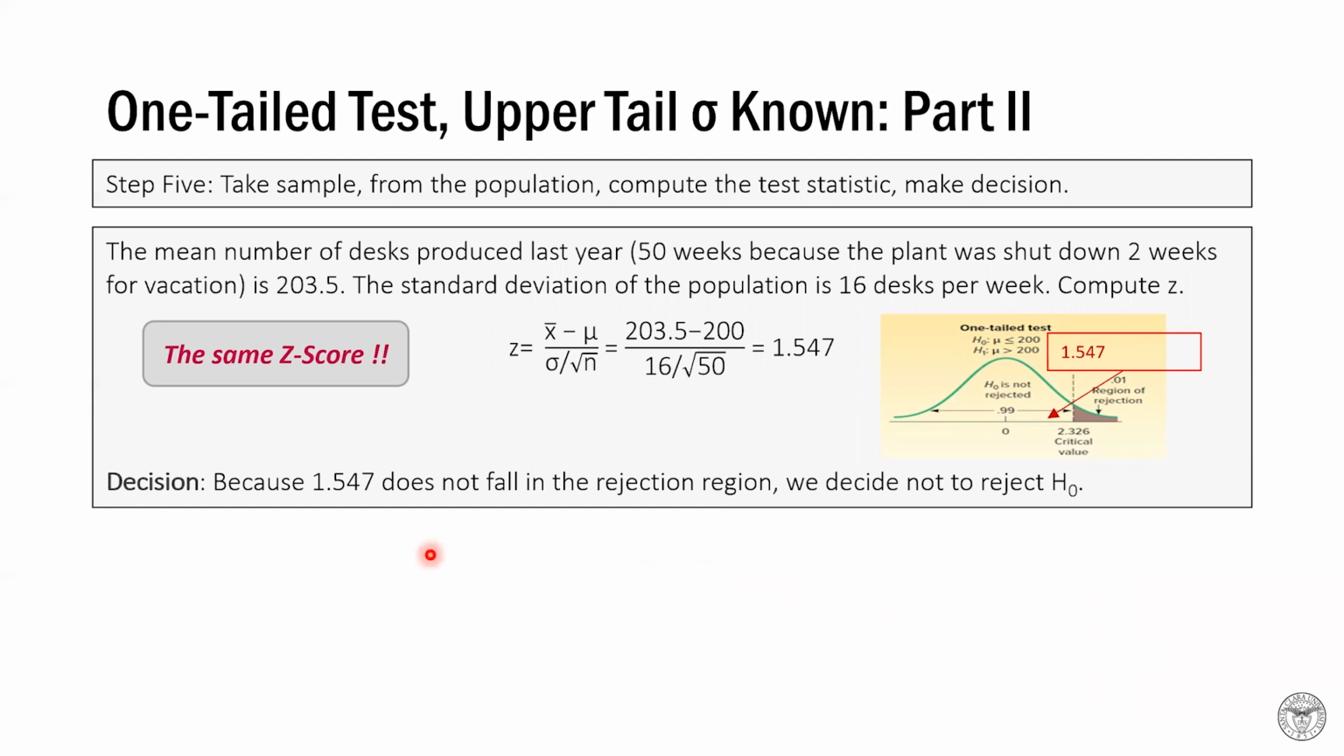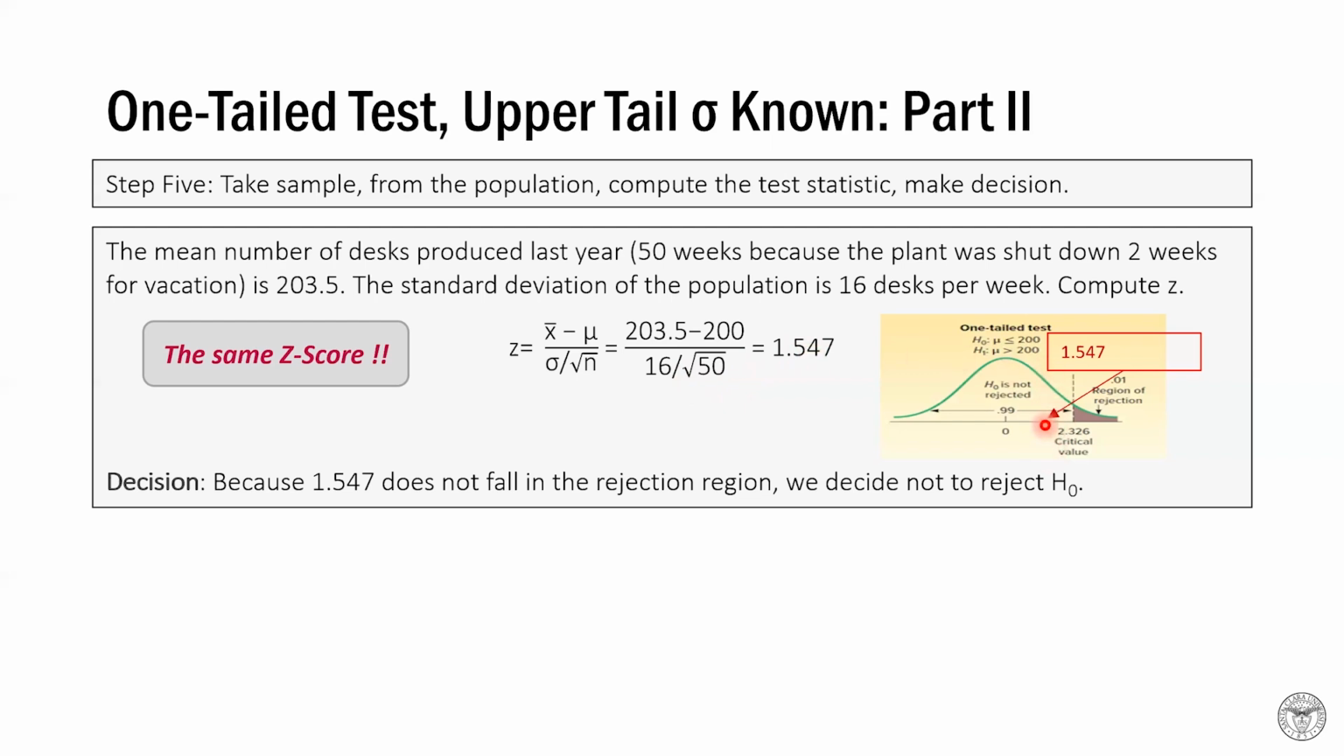That is, Z equals x bar minus mu over sigma divided by square root of n, equal to 203.5 minus 200 over 16 divided by square root of 50, equal to 1.547. Again, the test statistic is not in the region of rejection.